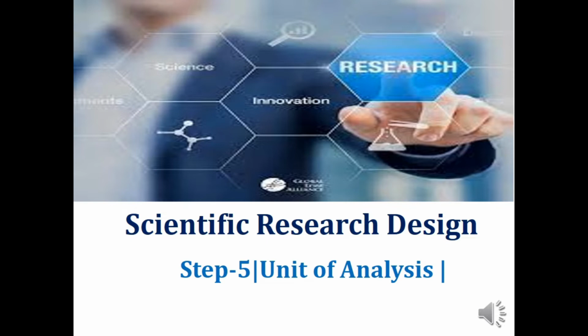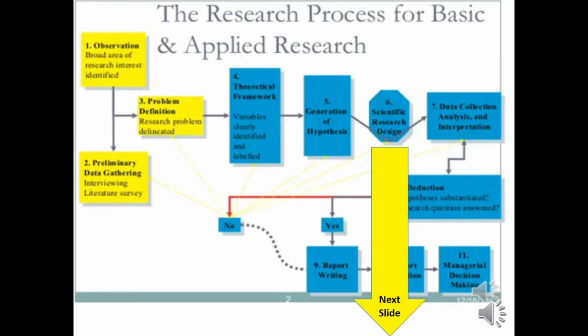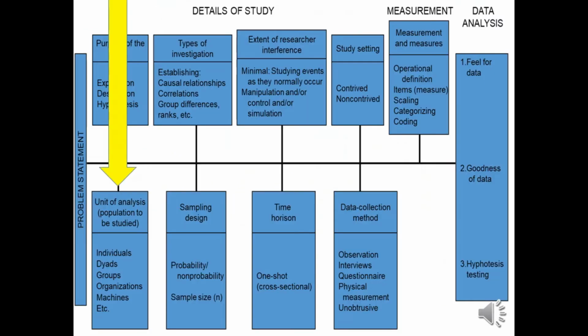Today we discuss scientific research design, step 5: unit of analysis. In the research process for basic and applied research, step 6 is scientific research design. Scientific research design is basically based on the details of the study, measurement and data analysis. We already discussed some parts of the details of the study. Today we will discuss the unit of analysis.